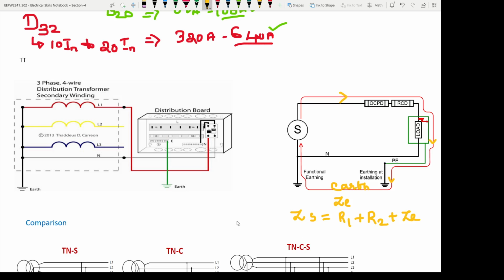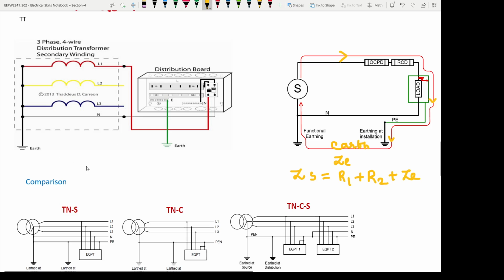Okay, so usually for the TT mechanism, the usual ZS value ranges from 21 ohms to 100 ohms. So this is the normal range for the ZS value for TT mechanism. Suppose you get more than 100 ohms, that means you need to check your earth resistance and take a preventive measure so that the earth resistance can be reduced.